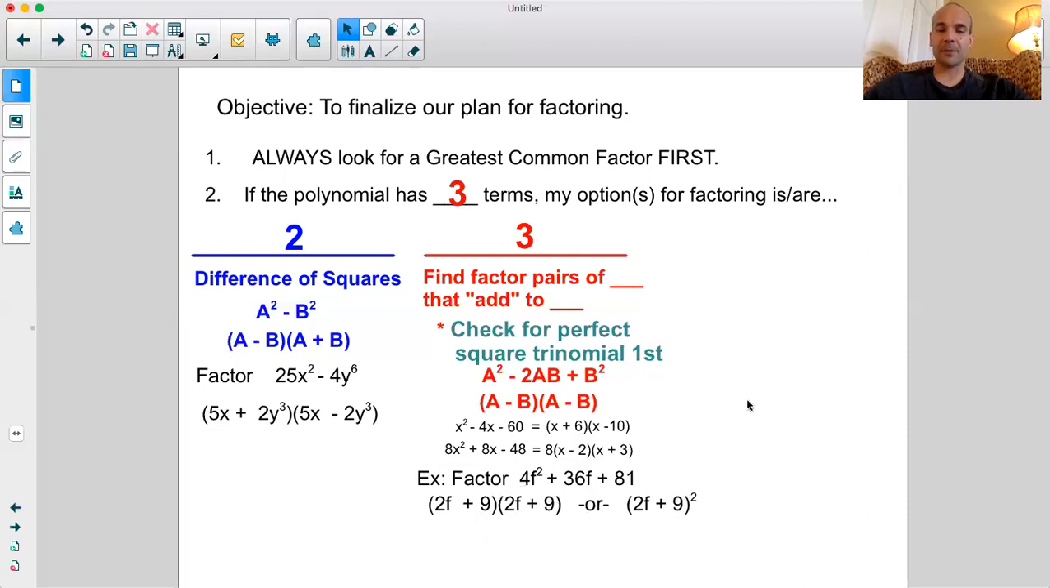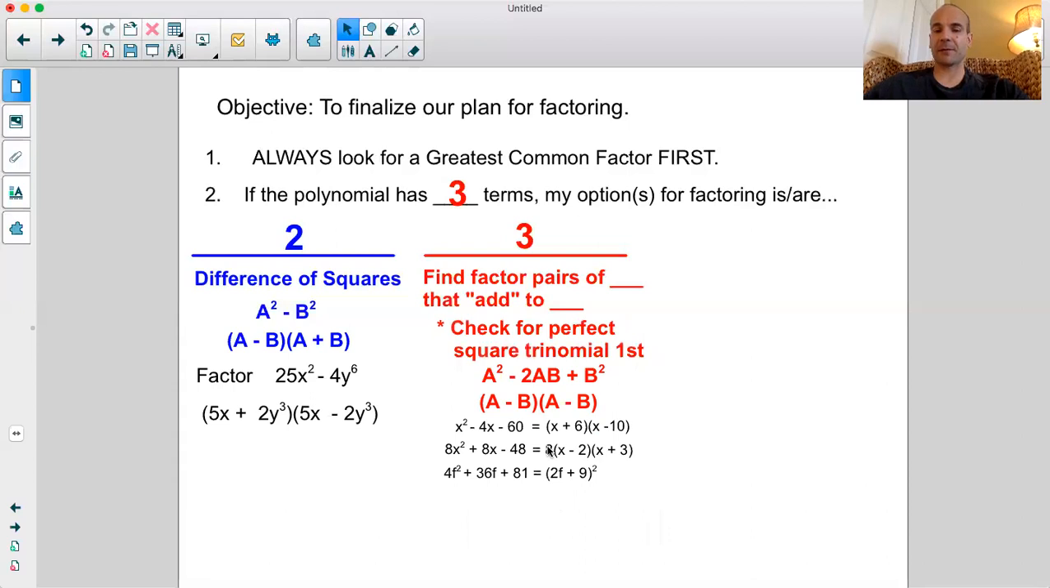Splitting the 81, it would be 9's. And because the middle term is positive, it would be positive 9's. So either way, this thing factors as 2f plus 9 squared. As we store that for the record, we'll use the 2f plus 9 squared. One more with 3 terms.